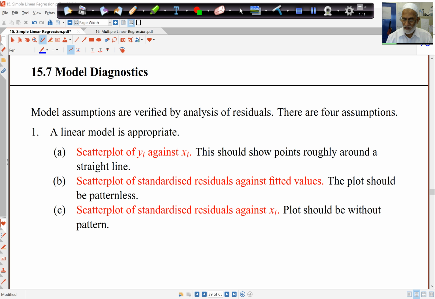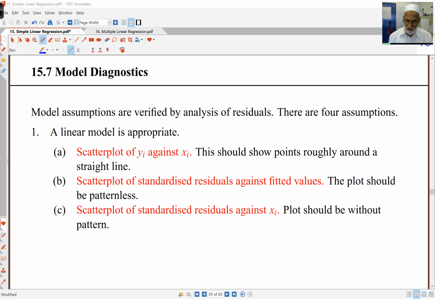So finally, having fitted the model, we wanted to conduct the model diagnostics and check for the assumptions. There are four assumptions. The first is that the linear model is appropriate, and that we can judge by looking at the scatter plot of the y's against x's, and that should be roughly a straight line.